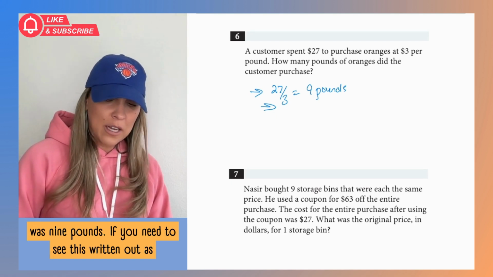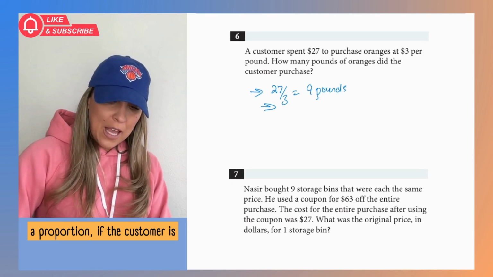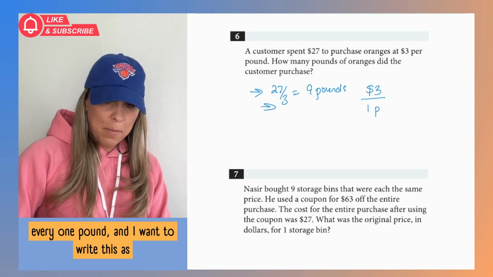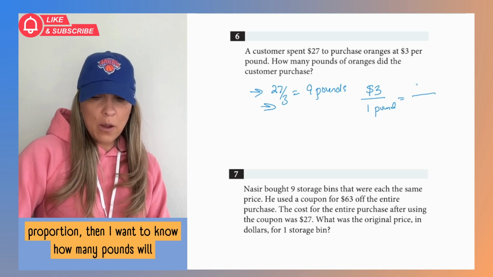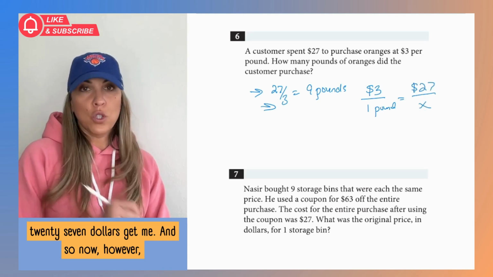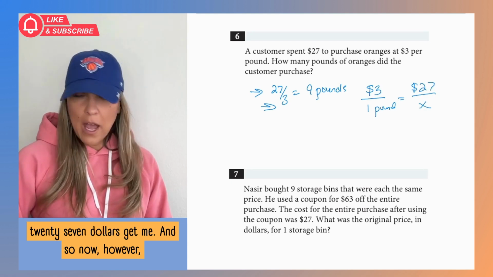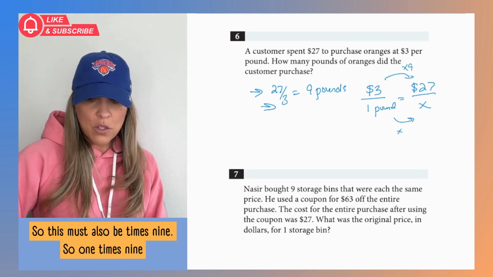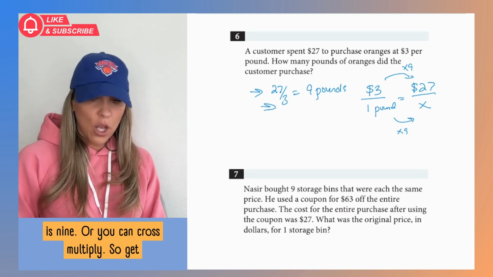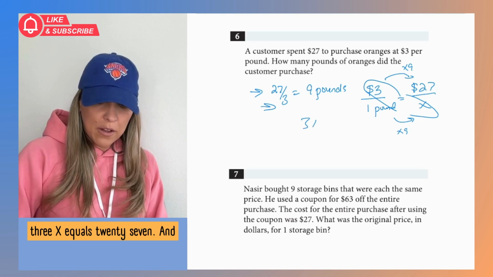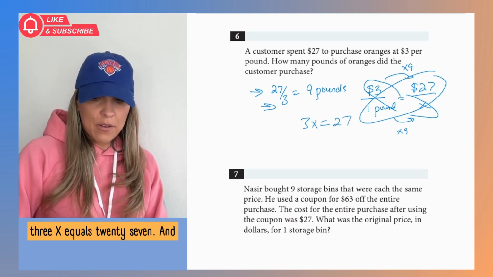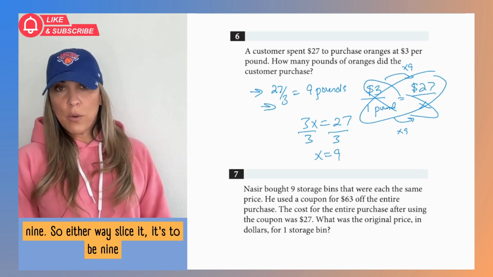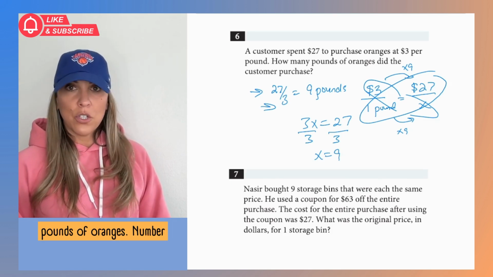If you need to see this written out as a proportion, if the customer is spending $3 for every 1 pound, and I want to write this as a proportion, then I want to know how many pounds $27 will get me. However you solve proportions, you can either say, okay, this is times 9, so this must also be times 9, so 1 times 9 is 9, or you can cross multiply, so I get 3x equals 27, and then when I divide by 3 on both sides, I also get 9. So either way you slice it, it's going to be 9 pounds of oranges.